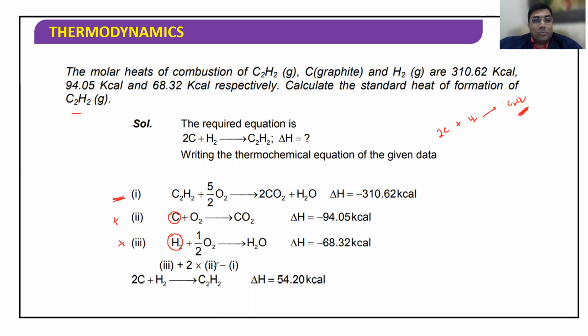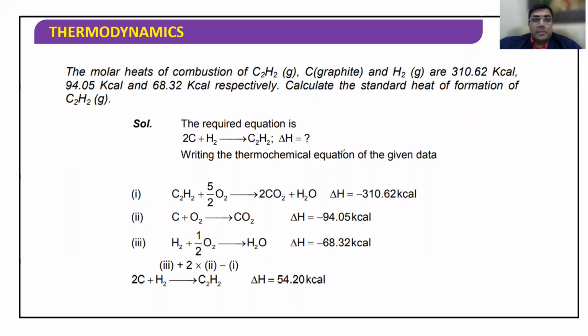Now see, 3 plus 2 into 2 minus. I hope you are clear. But listen carefully. Here H2, how many moles are there? 1 mole. So whatever stoichiometry is needed, you have to do. Carbon is how many moles here? 2 moles required, so 2 into that. That's why 2 into 2 you do. Very simple technique.